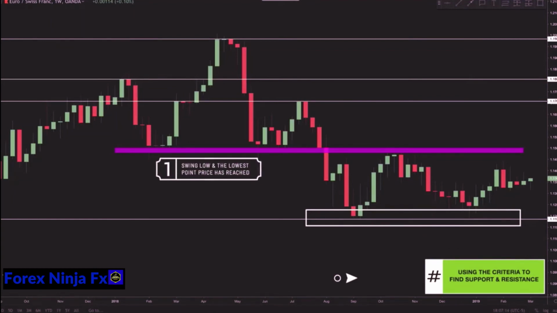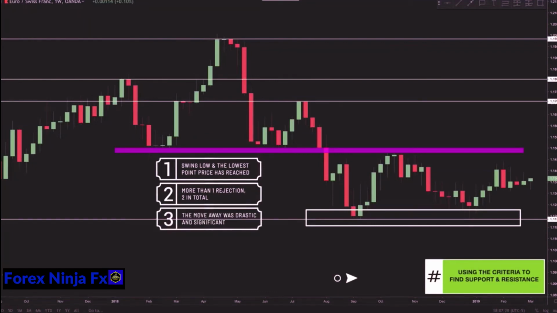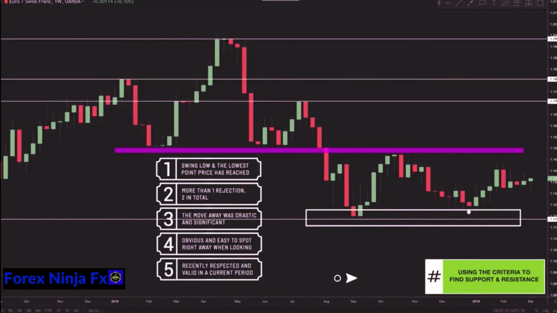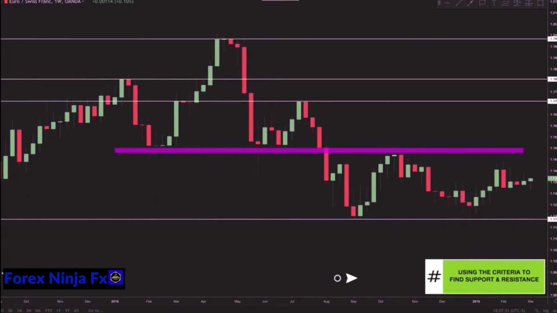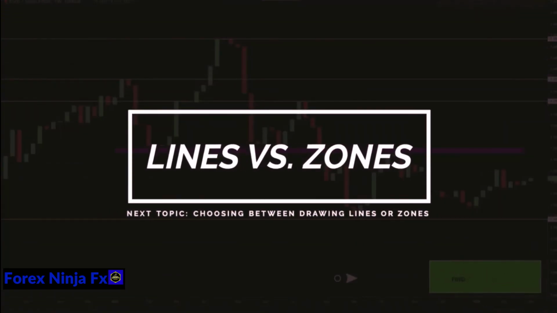1, it is the extreme swing low. 2, there's more than one rejection, 2 in total. 3, the move away was drastic. 4, the level is obvious. And 5, it is recent, meaning it was respected in a recent time period. Now, you have all your key levels drawn in. Now, let's continue building on what we just learned.